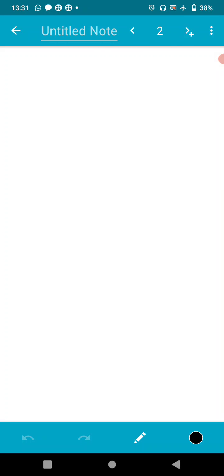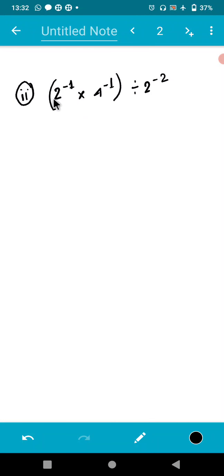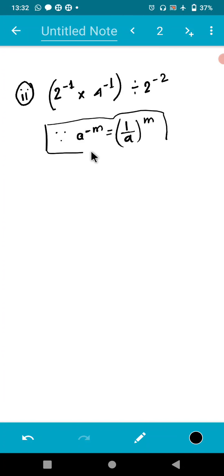Now let's move on to sum number 2. So what is sum number 2? We have 2 to the power minus 1 into 4 to the power minus 1 divided by 2 to the power minus 2. So you see all the bases have negative powers. So what is the first law that we'll use? A to the power minus m equals 1 by a to the power m. So this is the law that we are going to apply here.